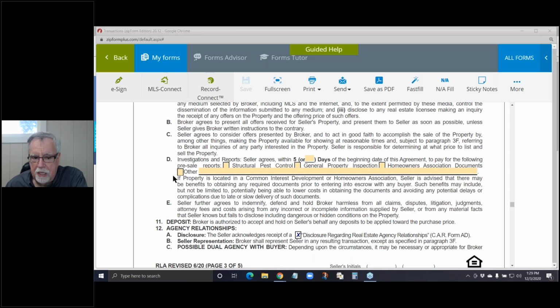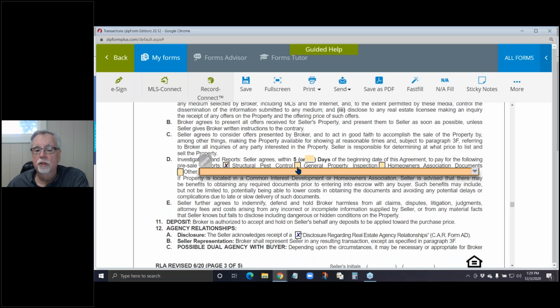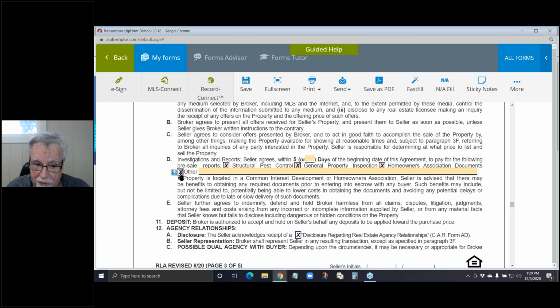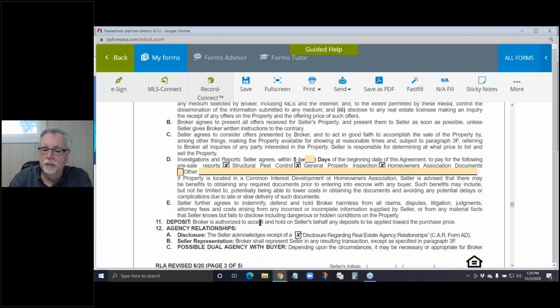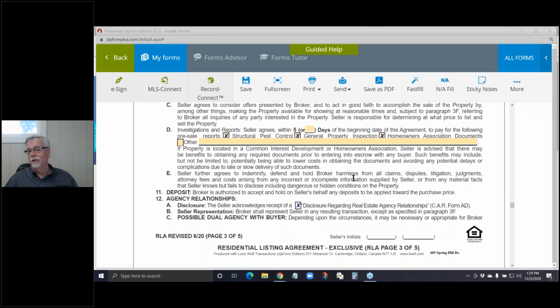Now, investigations. If you're going to be selling a property, it's very good to get a termite report. It's good to get a property inspection. And they should start getting the homeowner association documents. And there may be other things that you might want. They may want a foundation inspection, a pool inspection, a spa inspection, electrical inspection. There may be other reports. Natural hazard disclosure is contained someplace else, but there's other reports. So by checking these boxes, the seller is authorizing the agent to go and arrange for all the inspections and reports, which is something that you ought to do because it makes it a lot easier to sell a house if you've got all that stuff.